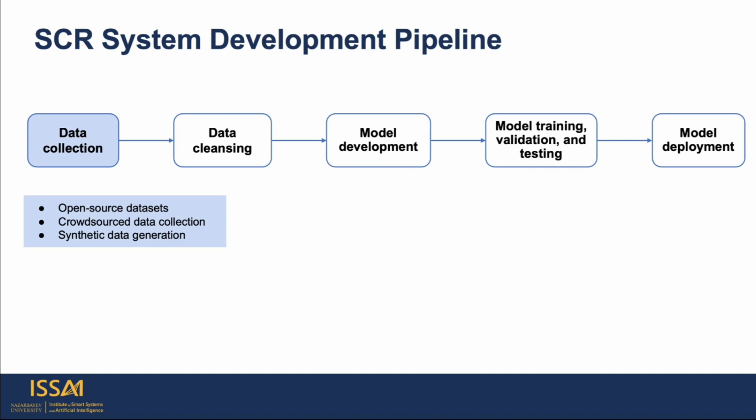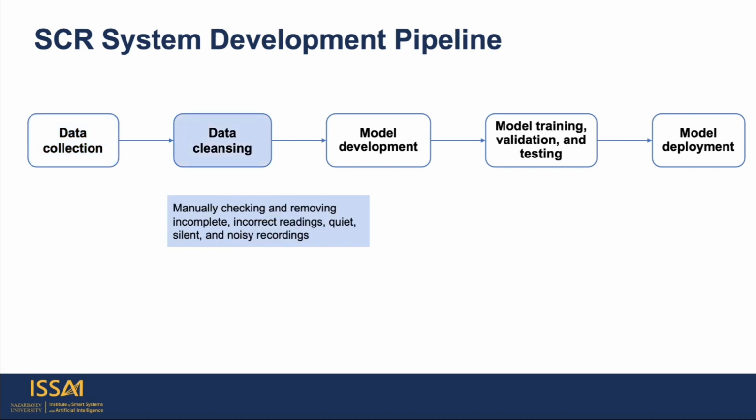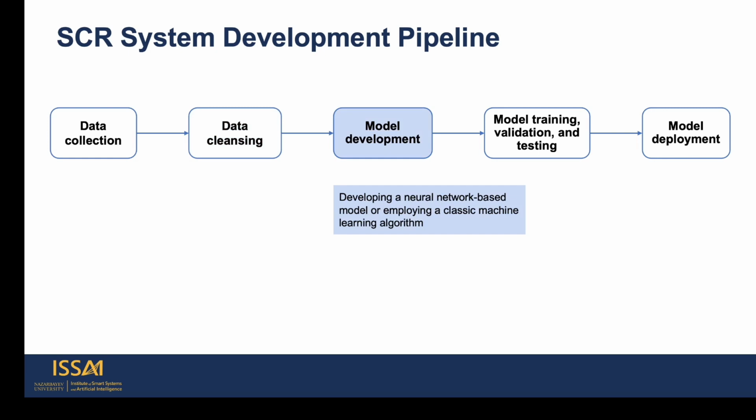The second step is data cleansing. It is an essential step in the data pre-processing phase, where incomplete, incorrect, quiet, silent, and noisy recordings are manually checked and removed from the dataset. This process helps ensure that the remaining data is of high quality, improving the accuracy and reliability of the model trained on a clean dataset. The next step is model development.